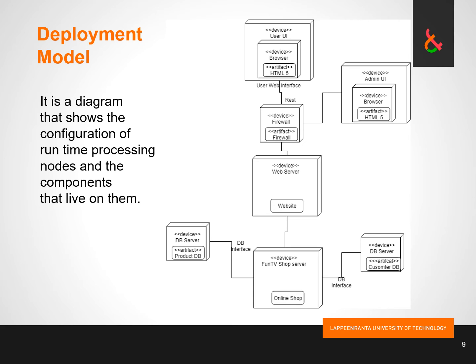About the deployment model. It is a diagram that shows the configuration of runtime processing nodes and the components that live on them. As we can see here, it contains different hardware and user ID, browser, and then firewall. Also, it covers the web server, website, shop server, and so on.